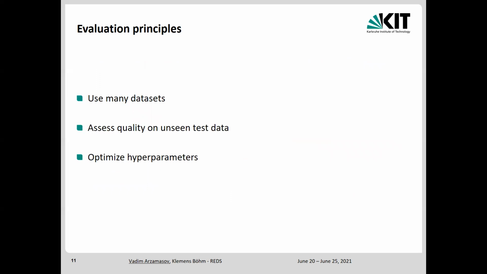I would like to talk a bit about evaluation principles we used in our experiments. Although these principles might seem obvious or straightforward for some of you, we have found that often not all of them, or not any of them, are used in the subgroup discovery or scenario discovery literature. These principles include using many data sets to show generality of the result, assessing the quality on unseen test data, and optimizing hyperparameters of baseline or competing methods.